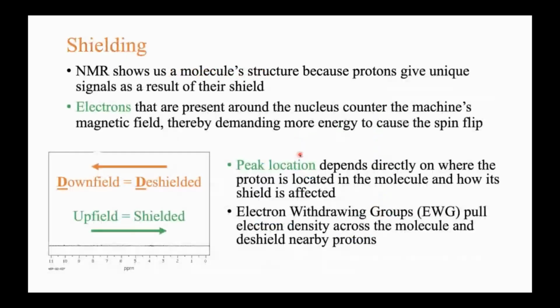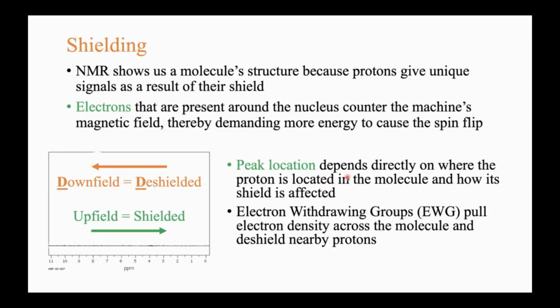So shielding is the primary means that we are able to distinguish peaks. NMR shows us the molecule structure because the protons give signals as a result of their shielding. I like to think of it as the electrons forming a physical bubble, and the radio waves are trying to attack the nucleus. If there are more electrons present, there are more defenders around the nucleus, and so there's higher shielding. When there is higher shielding, it's going to take more energy to cause that flip. Therefore, more energy is going to result in an upfield signal. So down here, I've got downfield is deshielded, upfield is shielded.